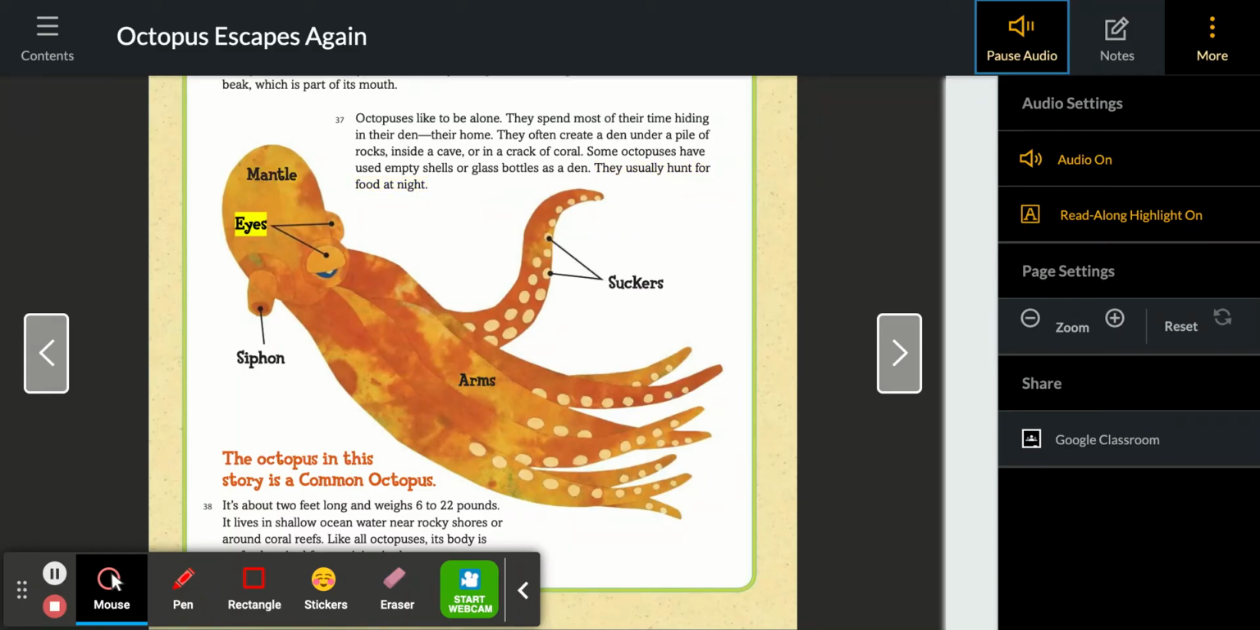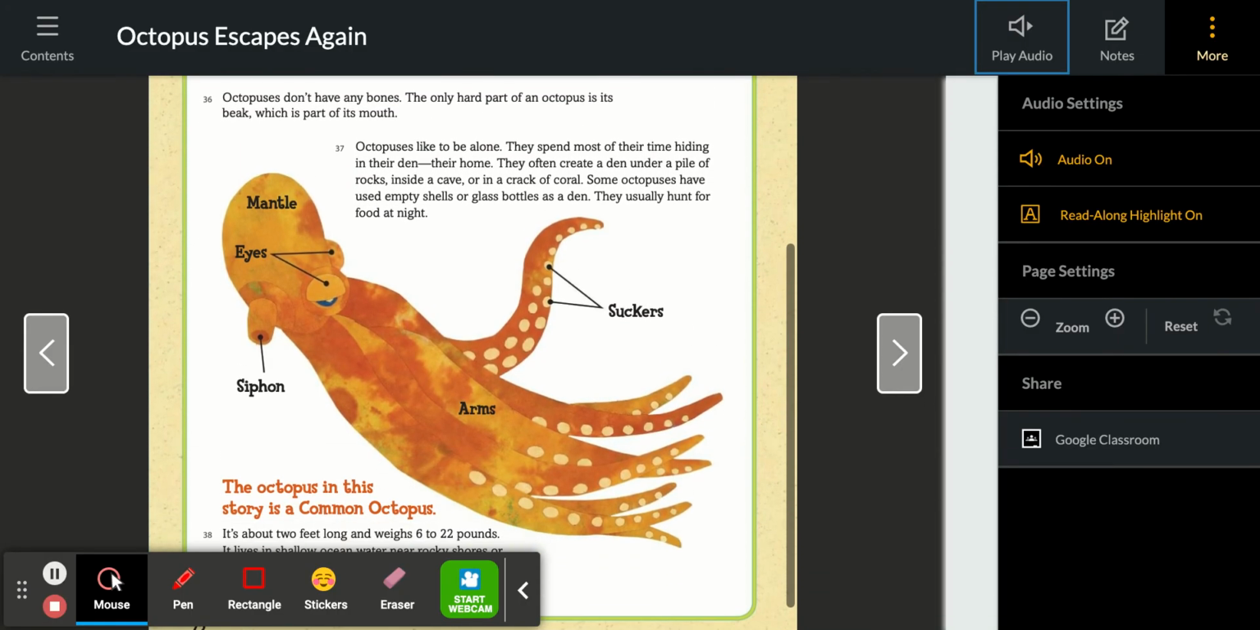Mantle, eyes, siphon, arms, suckers. The octopus in this story is a common octopus. It's about 2 feet long and weighs 6 to 22 pounds. It lives in shallow ocean water, near rocky shores, or around coral reefs. Like all octopuses, its body is perfectly suited for surviving in the ocean.